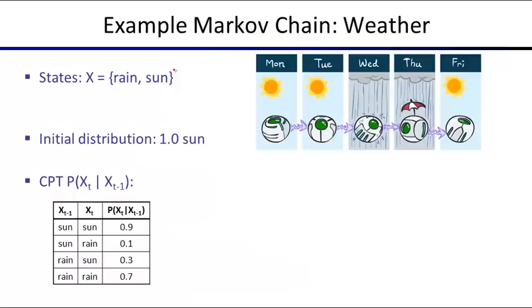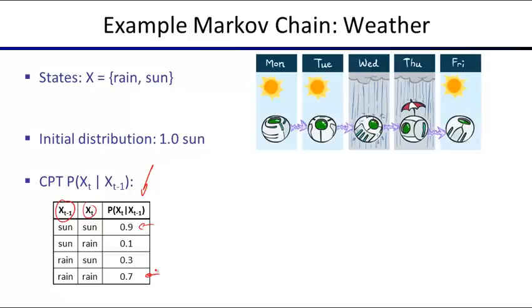Let's look at an example. Here is a canonical example. We have the state, which could take on the value rain or sun. The initial distribution is all probability on sun. We have this conditional probability table here for X_t given X_{t-1}. 90% of the time, it'll stay sunny whenever it's sunny at the current time. And when it's rainy, 70% of the time, it'll stay rainy.